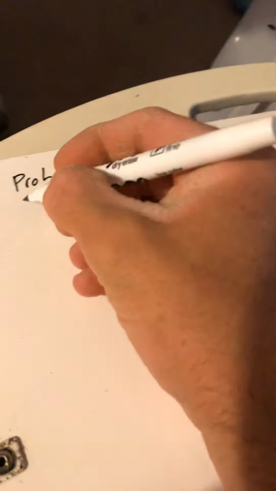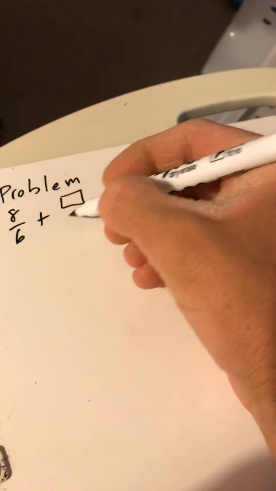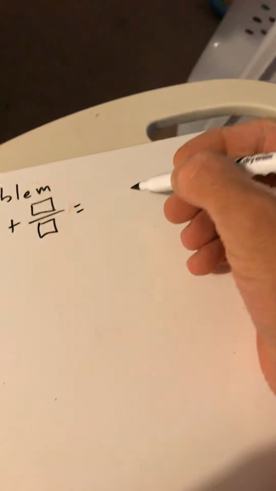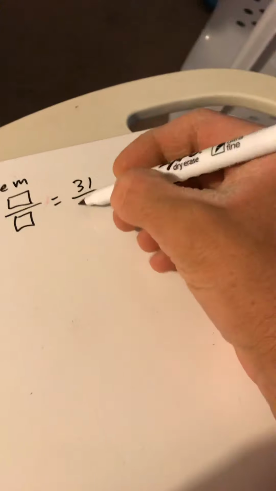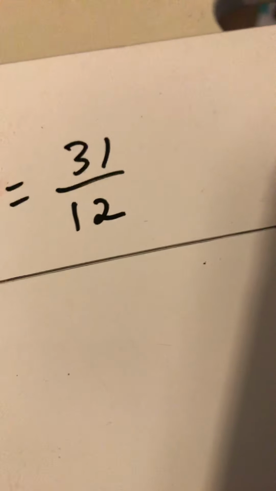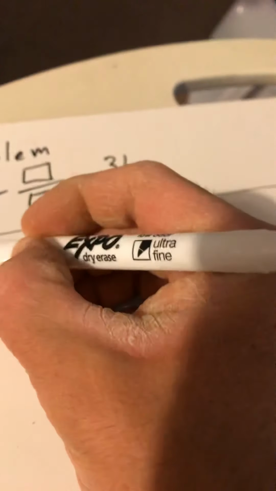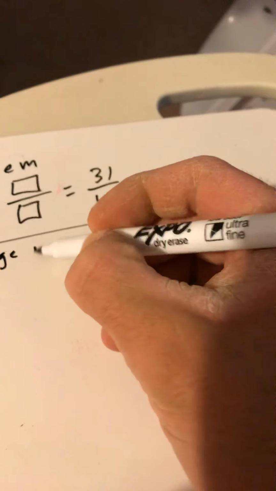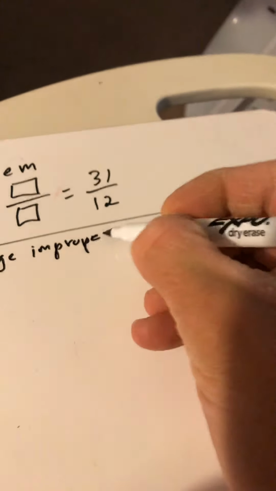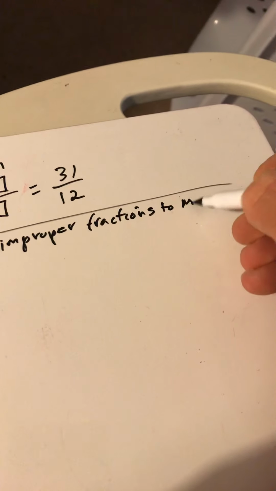Okay, so the problem is 8/6 plus a fraction equals this fraction. Okay? So where I want to start is, first of all, this is bugging me that this is an improper fraction here and that's an improper fraction there. So I want to change those to mixed numbers. Okay? So change improper fractions to mixed numbers.